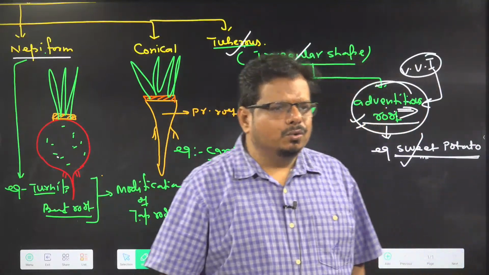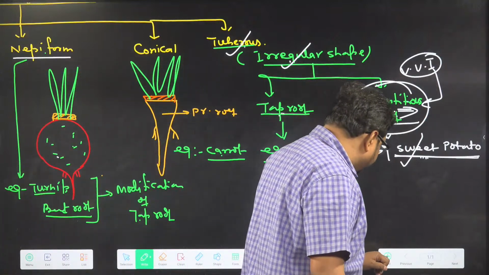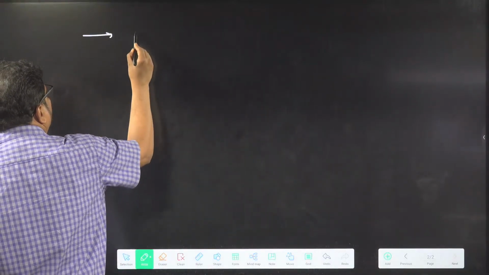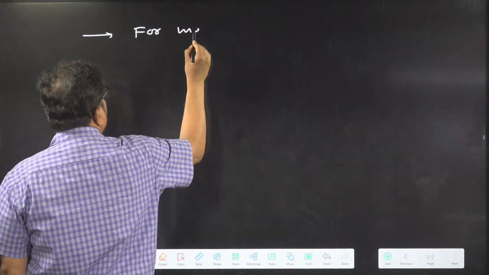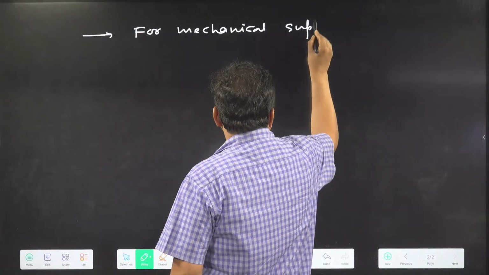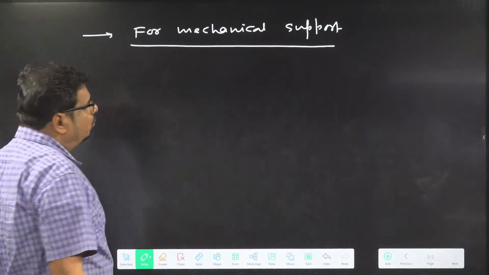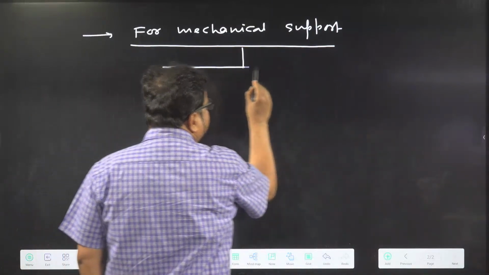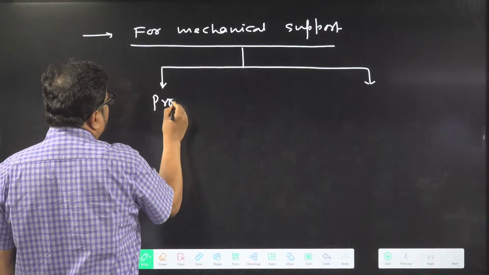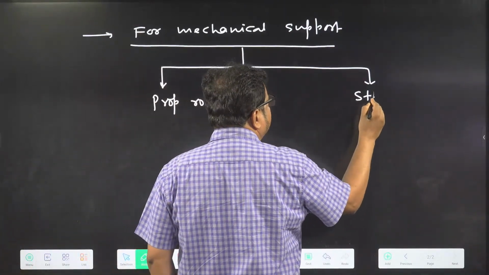So this is about the root. Now we are going to move ahead. For food storage, first modification we have seen. Now we are going to see about the modification of root for mechanical support. Two examples are given in NCERT, and we will deal NCERT-centric. One example given is prop root, and another example is given as stilt root.